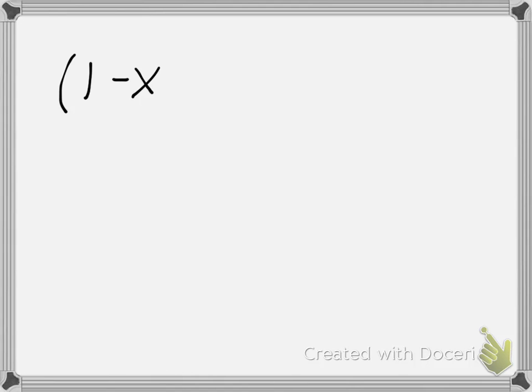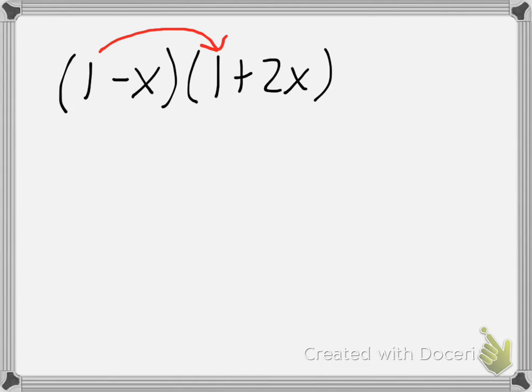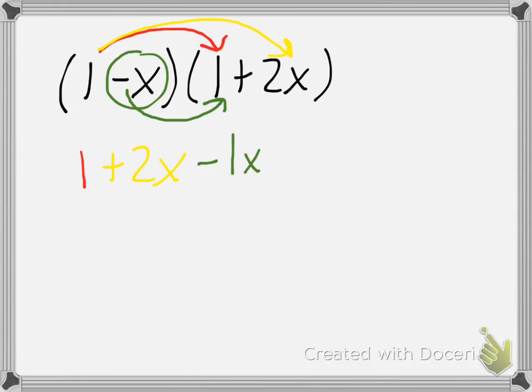So the next one, and again, I'm just going to quickly go through this one so that you have the work. So 1 times 1 is 1. And 1 times 2x is positive 2x. And negative x times 1, make sure you see that as a negative, is negative 1x. And negative x times 2x is negative 2x squared.